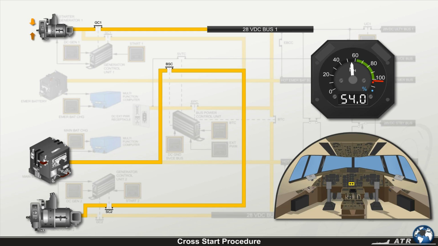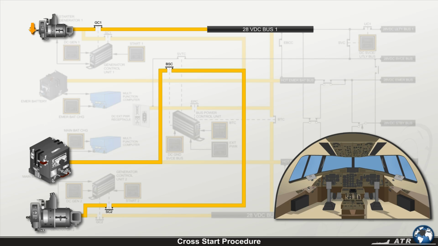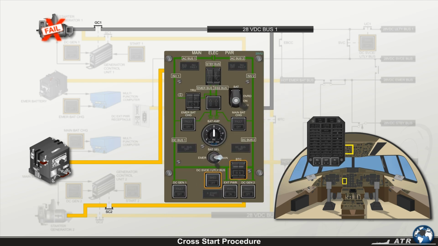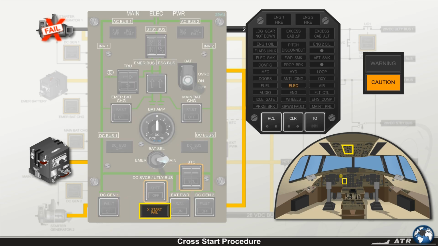Be aware that the cross start is only available on ground. In flight, the main battery performs the engine start without any assistance. If the operative generator fails to assist during a cross-start sequence, an amber cross-start fail light illuminates on the main electrical panel, followed by the master caution flashing light, electric amber light on the CAP, and a single chime.